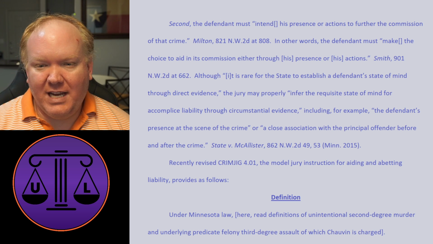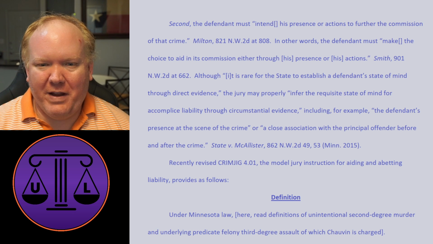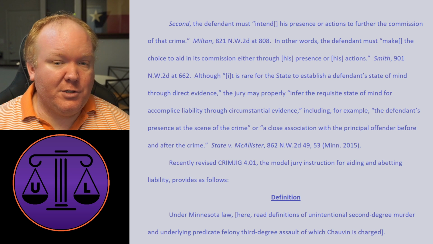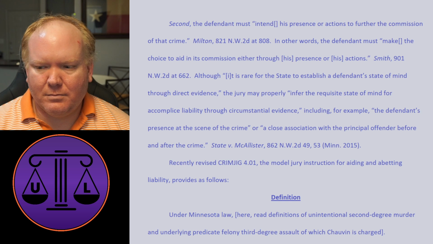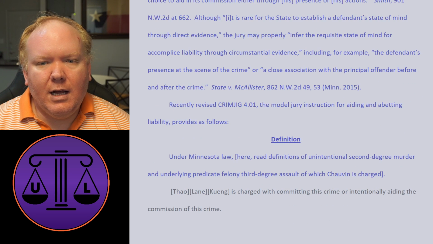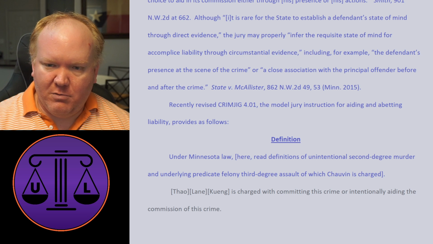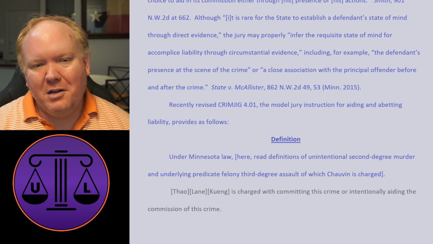Although it's rare for the state to establish a defendant's state of mind through direct evidence, pretty fair, the jury may properly infer the requisite state of mind for accomplice liability through circumstantial evidence, which is pretty typical in criminal cases. Including, for example, the defendant's presence at the scene of the crime or a close association with the principal offender before and after committing the crime. Fair enough. As a typical proposition, true. In these circumstances, a little less so.